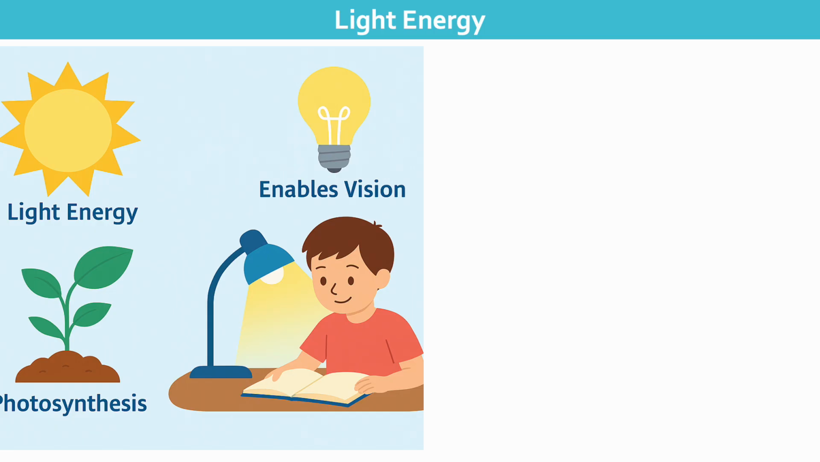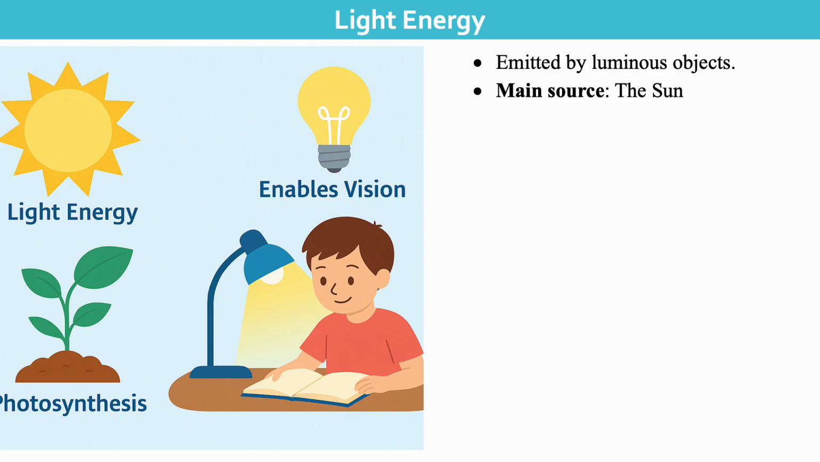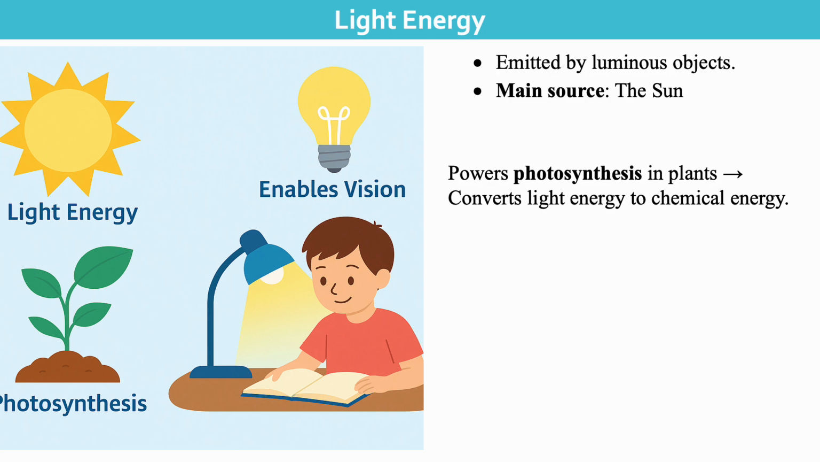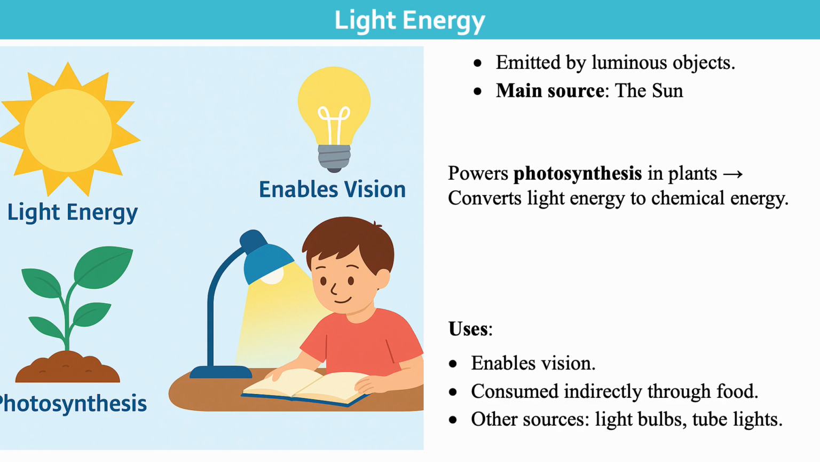Light energy is emitted by luminous objects such as the sun. It enables vision and powers photosynthesis in plants, which is essential for life. Light energy also converts to chemical energy in food. We use light energy in many ways: to see, to generate electricity with solar panels, and to power devices like bulbs and lamps.